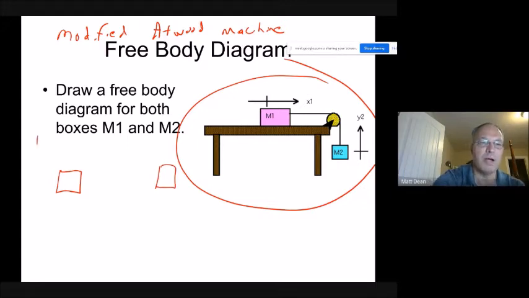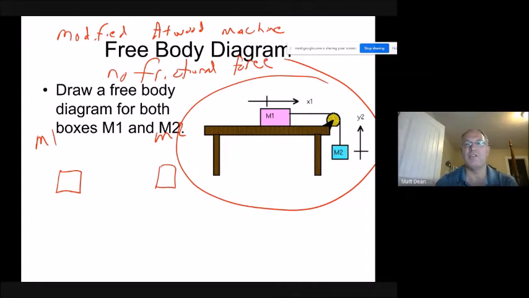So this is going to be box M1 and this is box M2. So you essentially remove the objects from their environment and then just draw the forces acting on them. Let's first of all assume in this particular example that there's no friction, that this is a frictionless table. Maybe it's been greased or something. There's no friction in the pulley. That's a fairly common assumption in lots of physics problems. So let's assume there's no frictional force.